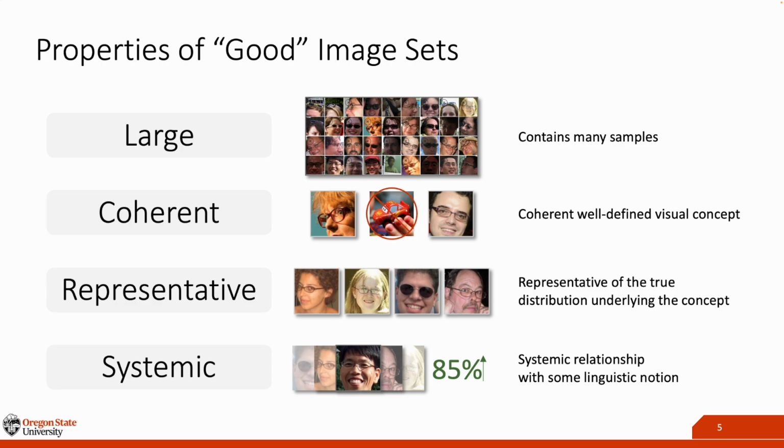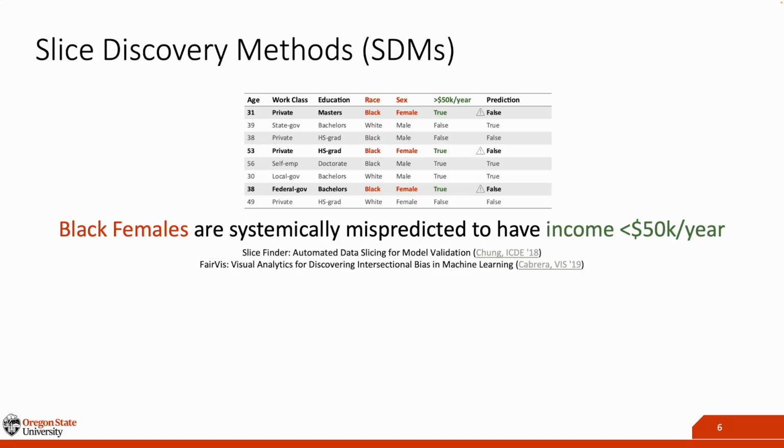Manually collecting a set of images that fulfills all of these properties can be expensive and time-consuming. Ideally, it's something we'd automate, and of course, we're not the first to think about this problem in general. Slice discovery methods, or SDMs, originated to find subgroups of data along a shared dimension with consistent behavior. These methods typically operate over data with individually semantically meaningful dimensions like age and race.